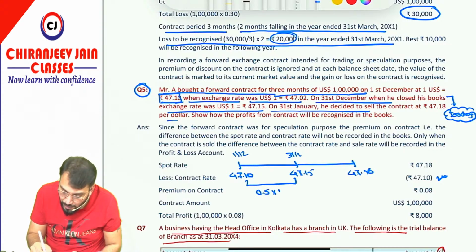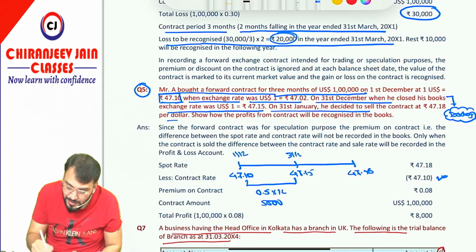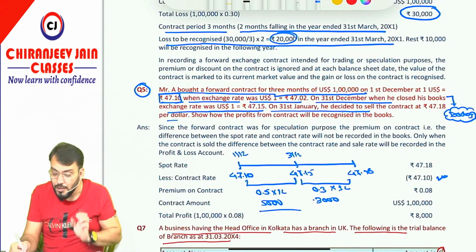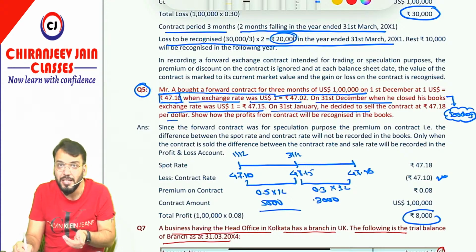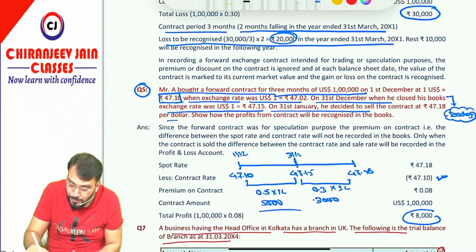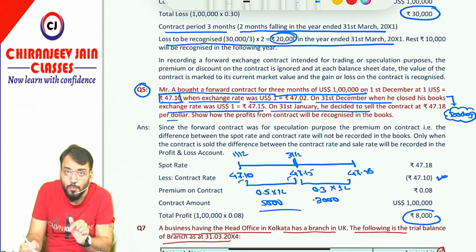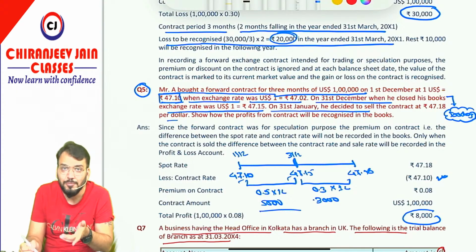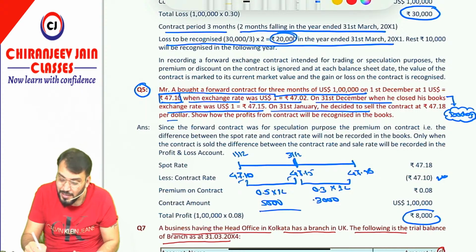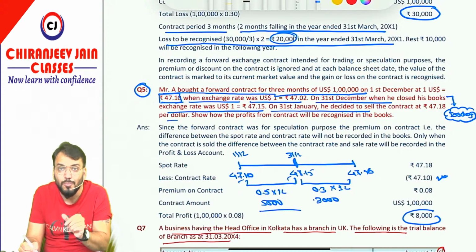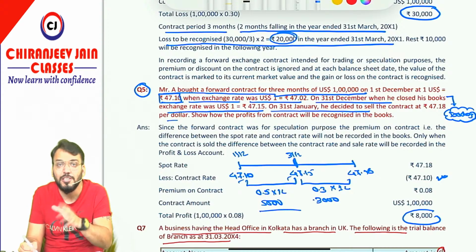0.5 into 1 lakh. So 5,000 profit is recognized in the first year, and in the second year the profit is 0.3 into 1 lakh, so 3,000 profit is recognized. The total profit is 8,000 that will be transferred to the P&L account. But in the first year, because he closes the books of account on 31st December, we compare this price and this price, and you can see there is a profit of 0.5 per dollar into 1 lakh. 5,000 profit will be transferred to the profit and loss account. In the second year, you compare 47.15 with 47.18. So there is a gain of 0.3 into 1 lakh, 3,000 profit transferred to the profit and loss account.